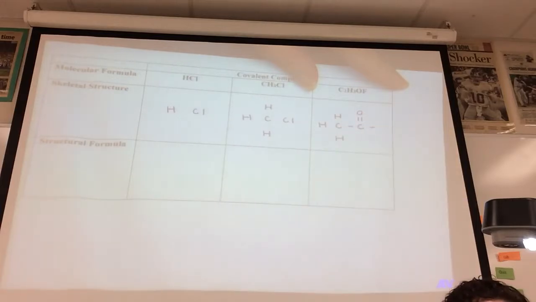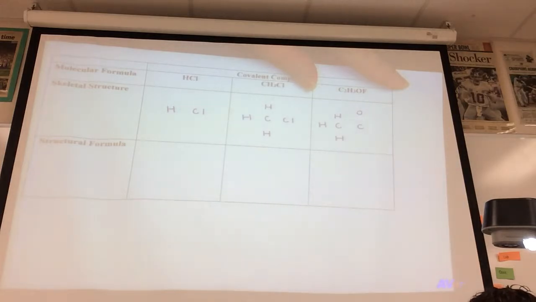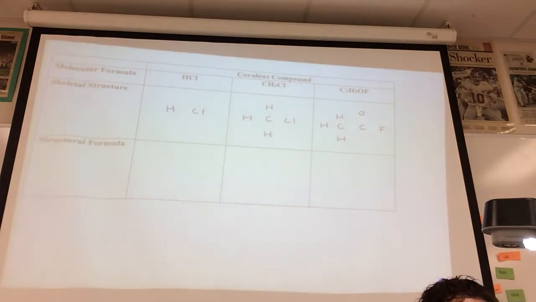Ooh, I stuck bonds in there. I'm so sorry. Structural formulas don't have bonds. So just the skeletal structure shows you the arrangement of atoms. So that would be the skeletal structure.